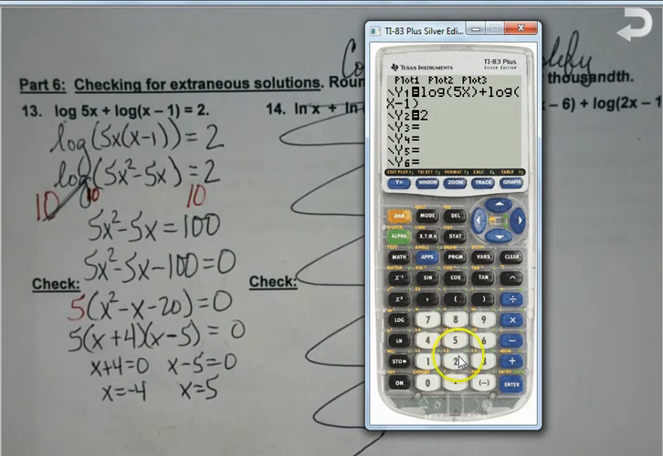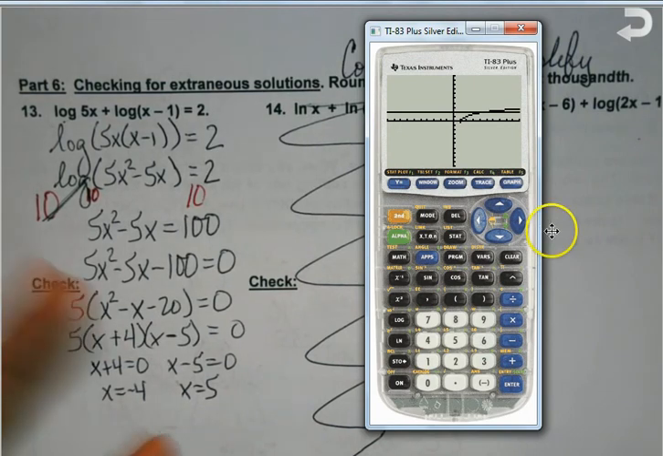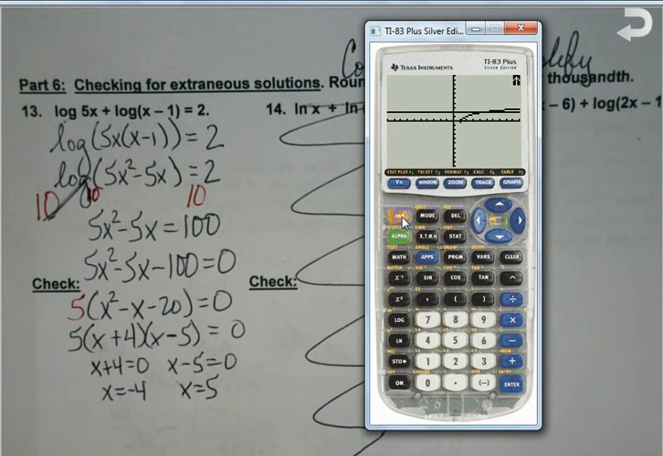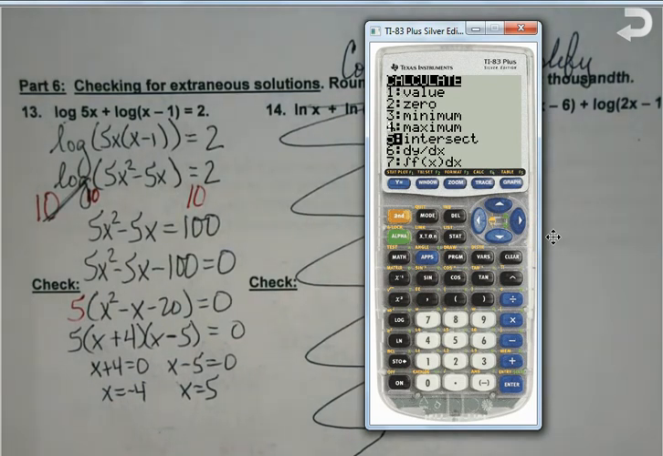And what you would do then is graph it, and we'd look to see where the intersection point is. So if you want to check this way instead of plugging in, once you got here, you'd hit second trace. You remember we used to find zeros and all that other stuff before? Now we're just looking for the intersection point. So we're going to go to where it says intersect and hit enter.